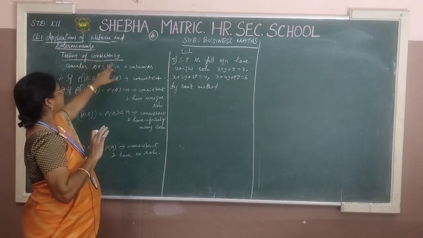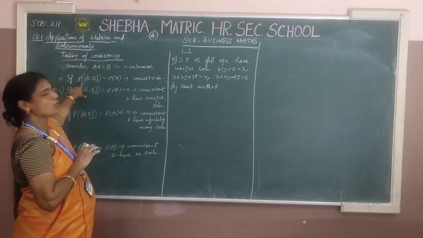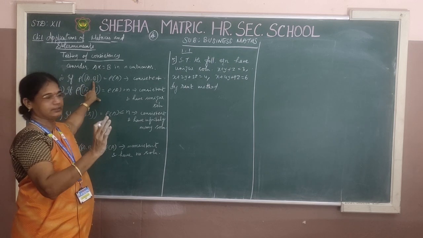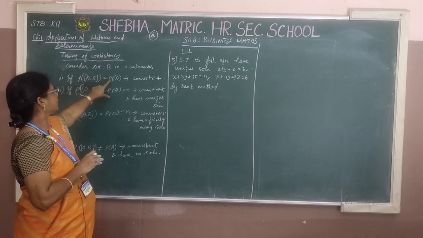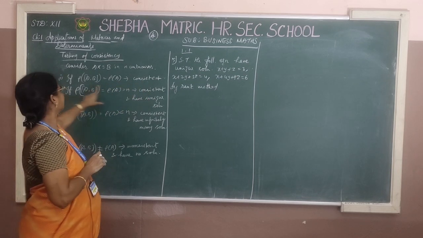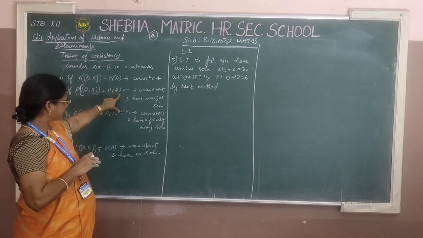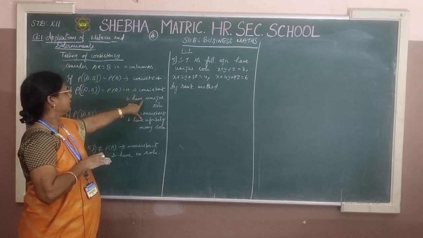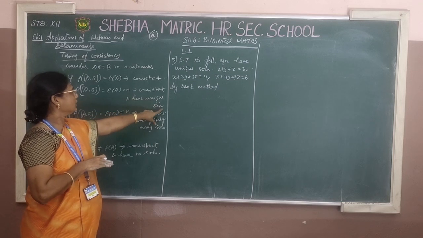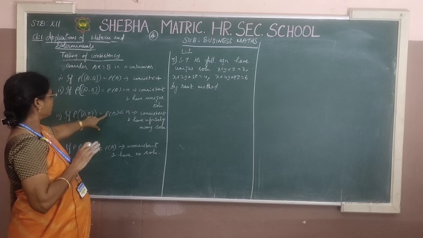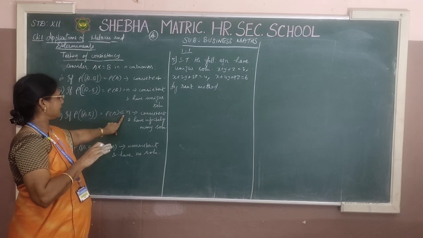Listen, testing of consistency. Suppose rank of [A|B] is the augmented matrix combining A and B. If rank of [A|B] equals rank of A, it is consistent. If rank of [A|B] equals rank of A and it is equal to n, the system has a unique solution. The solutions are unique.